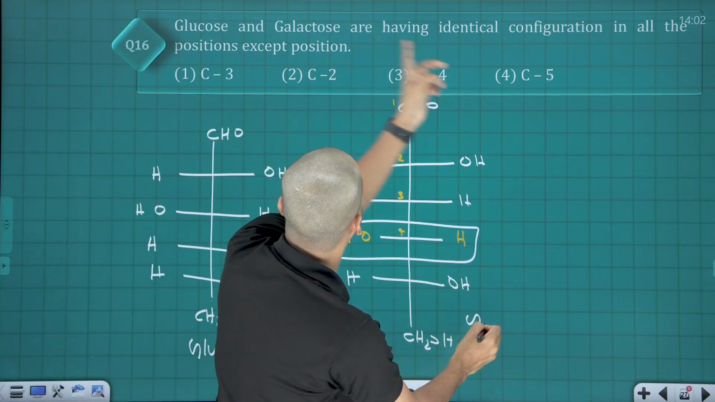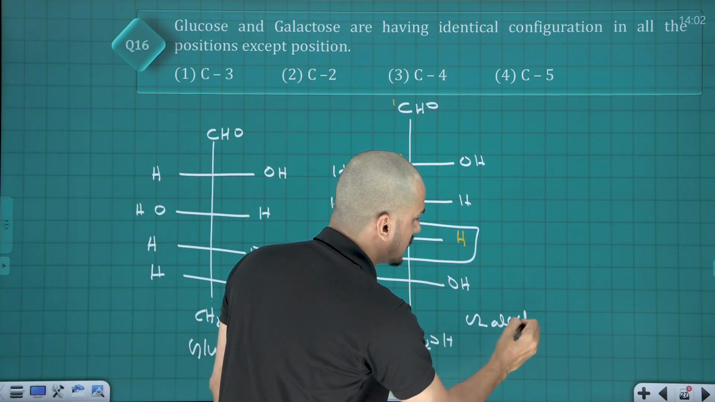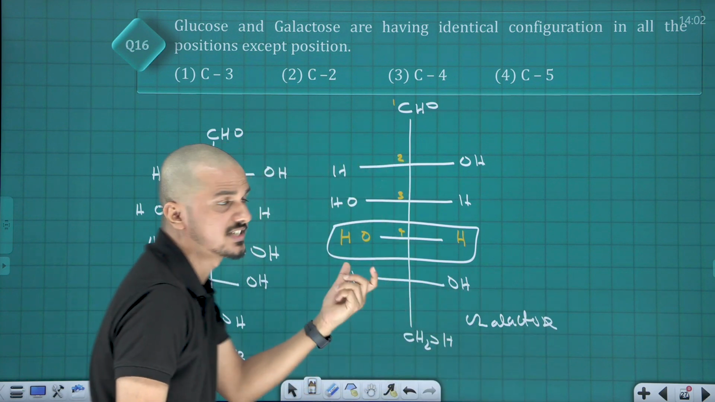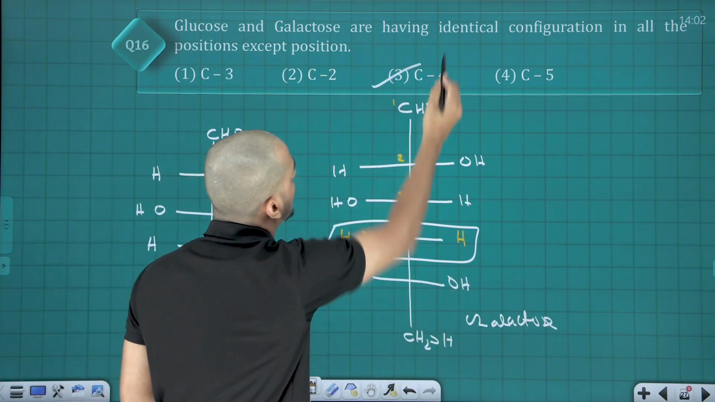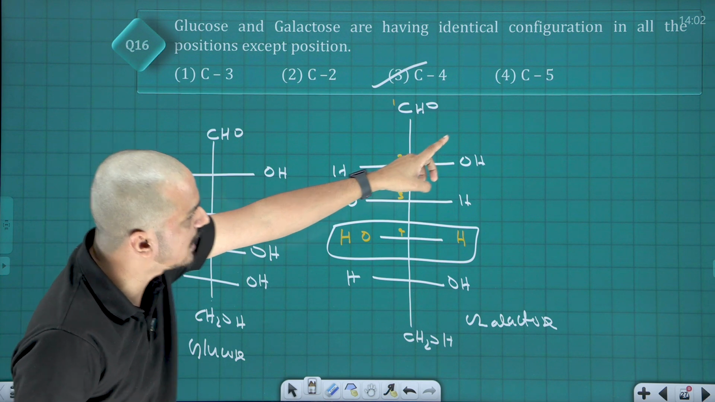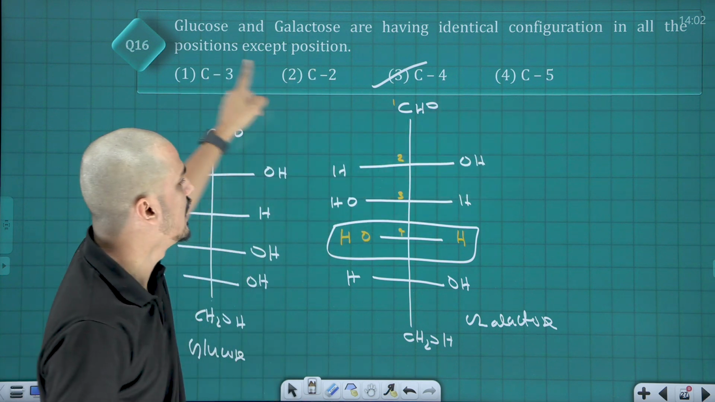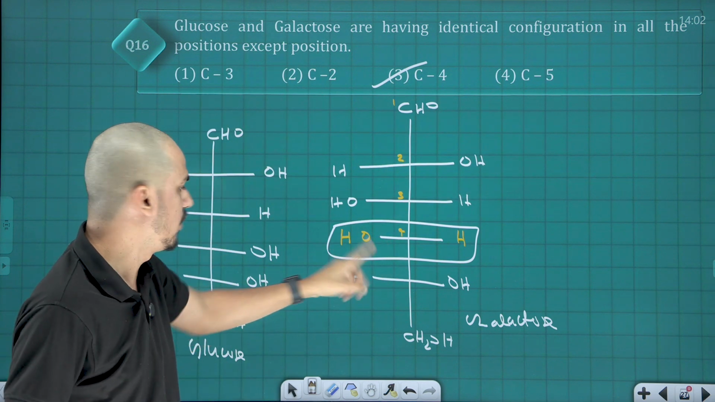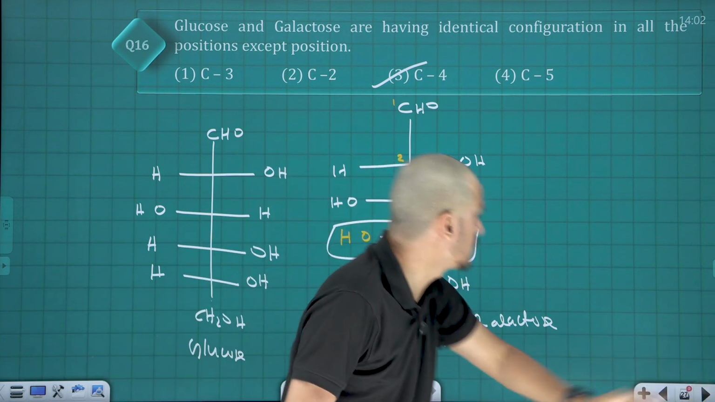So in which carbon only is the difference in galactose? See, they are asking about glucose and galactose. This is galactose. So in galactose, which carbon only is the change occurring? In the fourth carbon. So they have identical configuration in all positions except the fourth carbon. Okay, ready? Yeah. So next question.